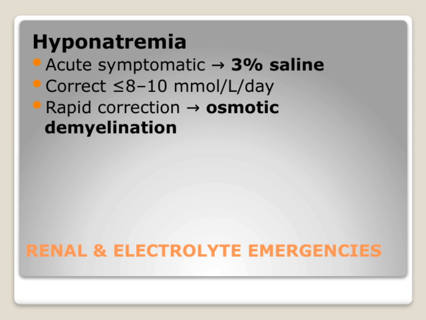Now, one of the most serious risks associated with correcting hyponatremia too rapidly is osmotic demyelination, which can cause severe neurological damage. That's why careful monitoring and controlled correction are essential. This slide fits into the broader theme of renal and electrolyte emergencies, where precise management can prevent life-threatening complications. Remember, balancing correction speed with safety is key in managing these critical situations.